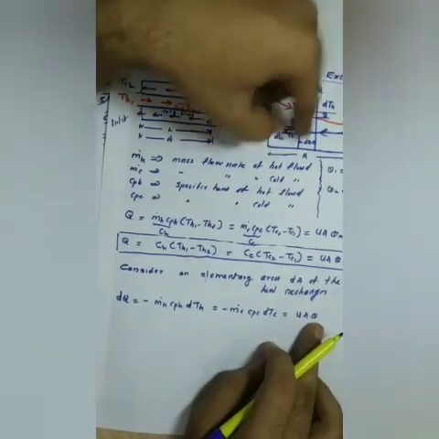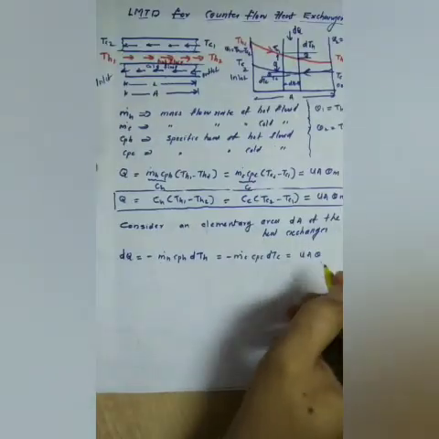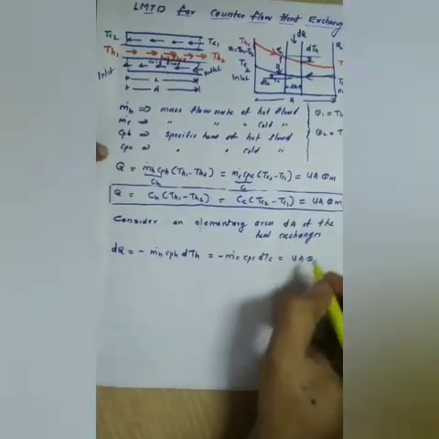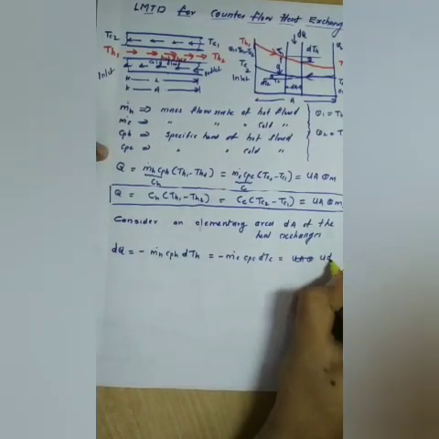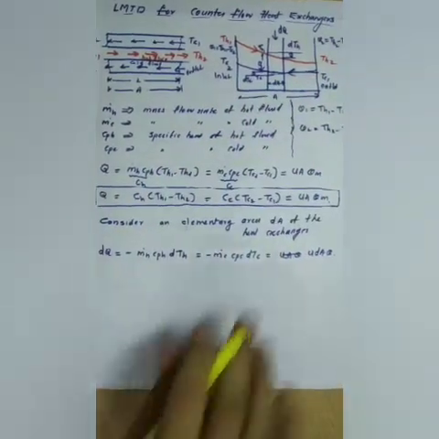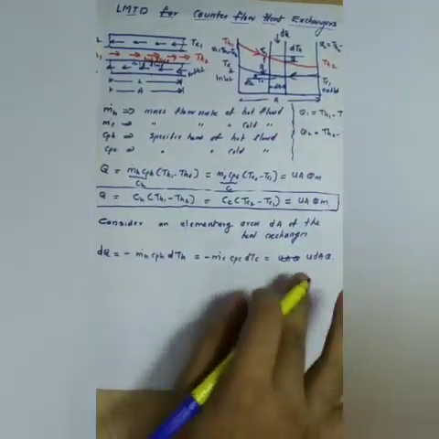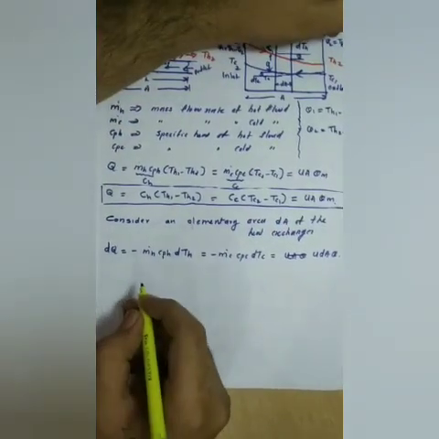Theta is the temperature difference for this small elemental area. Here it is not A, this is dA. Actually this is dA, so I'm just striking off U dA theta. Because we are considering that small area dA, so it should be dA, not A. So correct it.